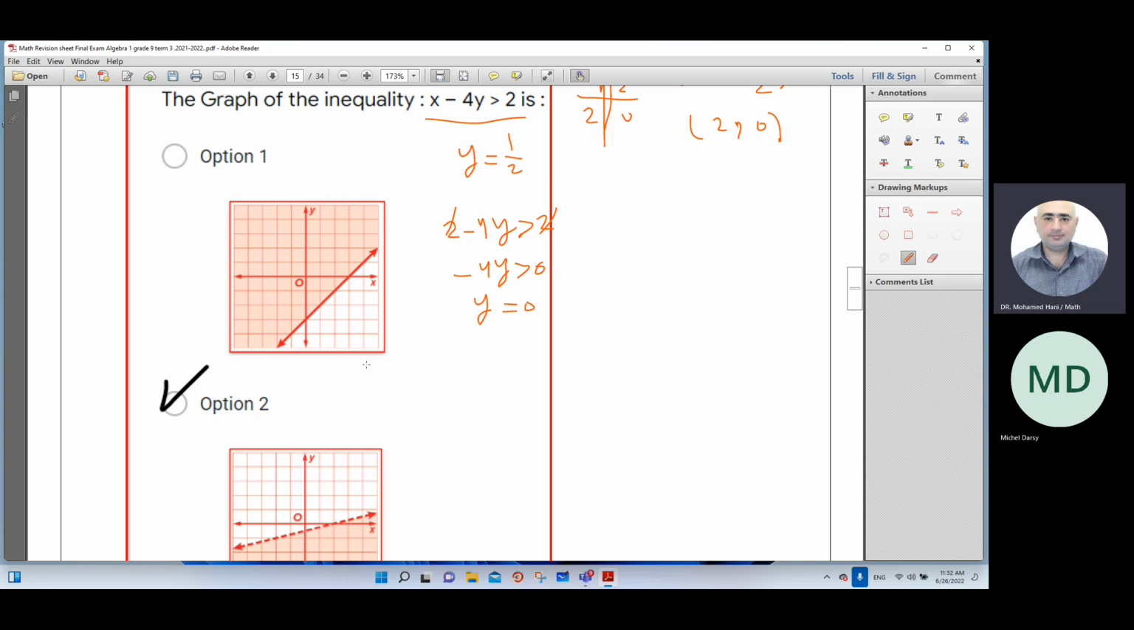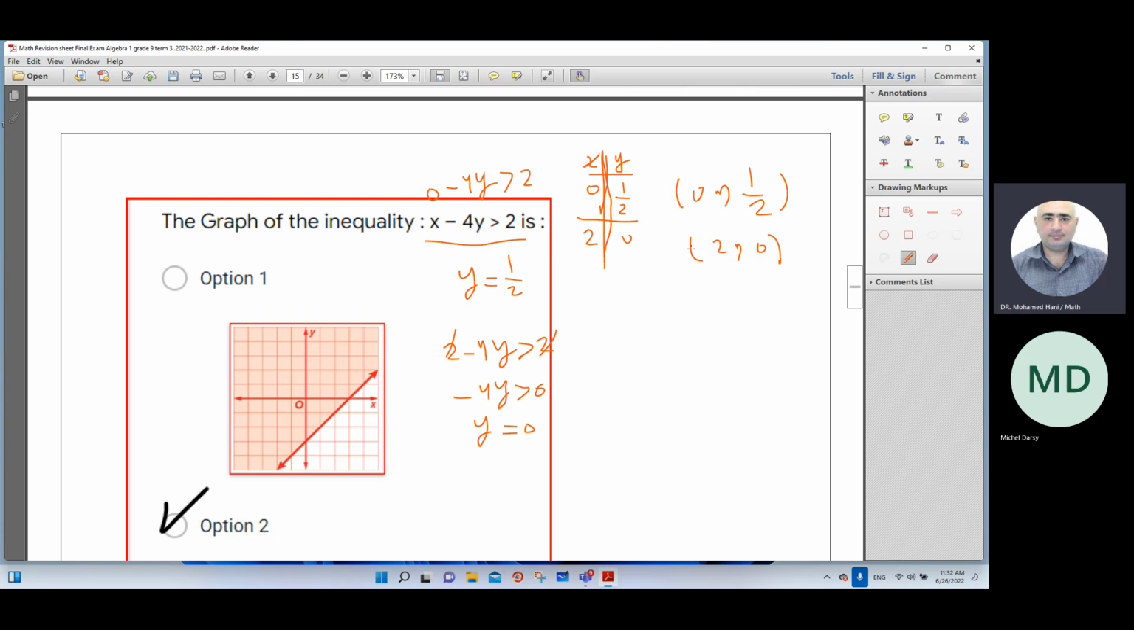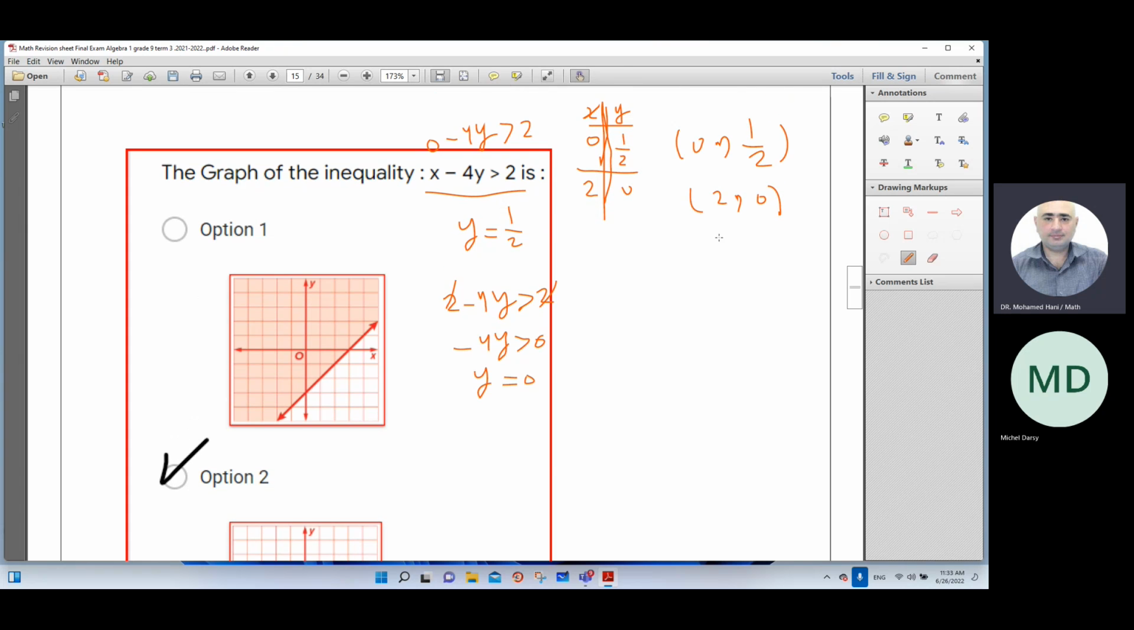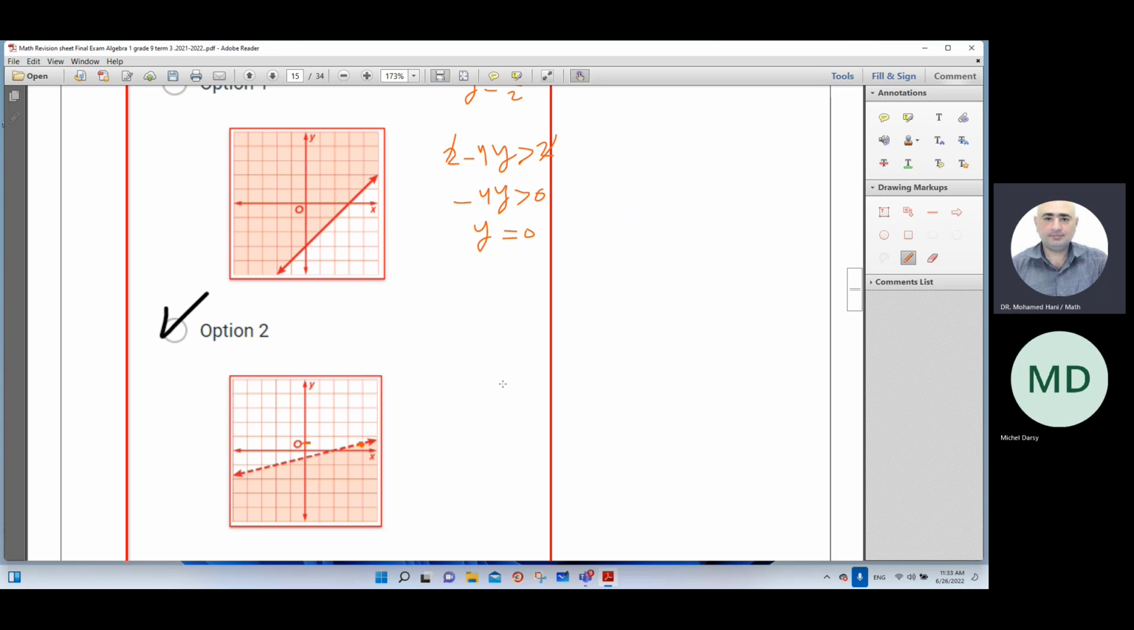You will get 0, half, for example, 0, half will be here. This point here is 0, half. And 2, 0 is here. Then we can connect the points and we will get the line. Then we want to represent the area of the solution.